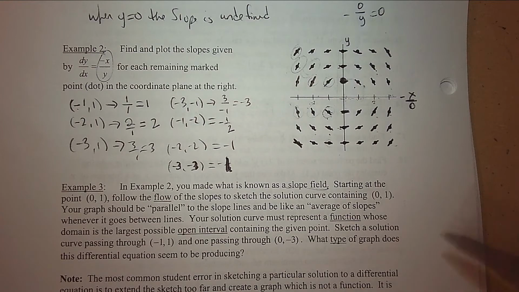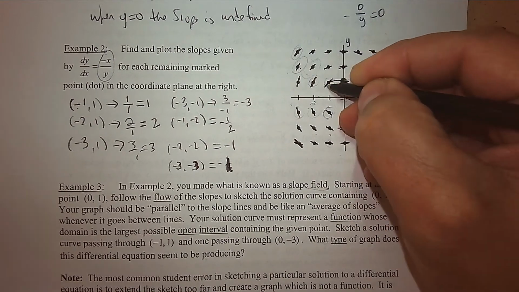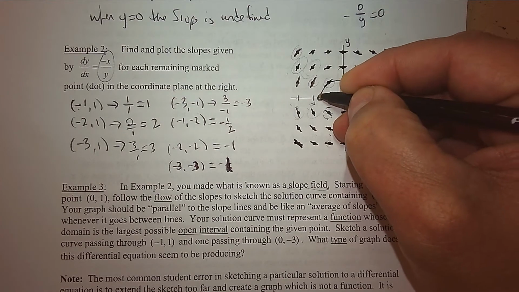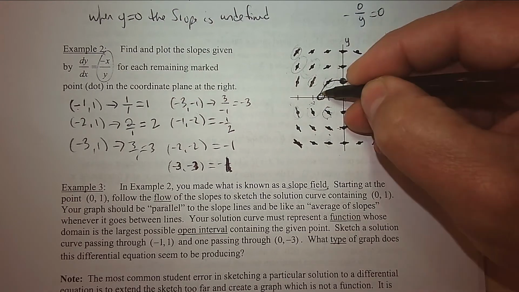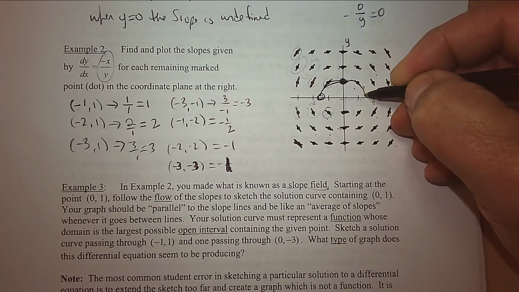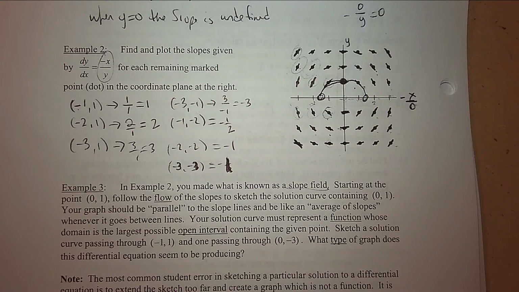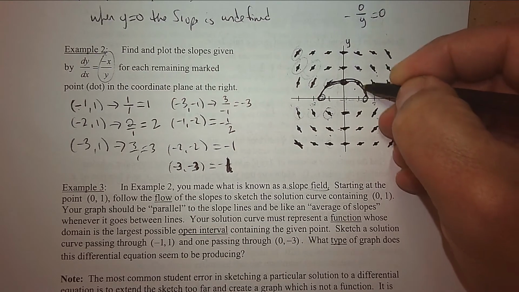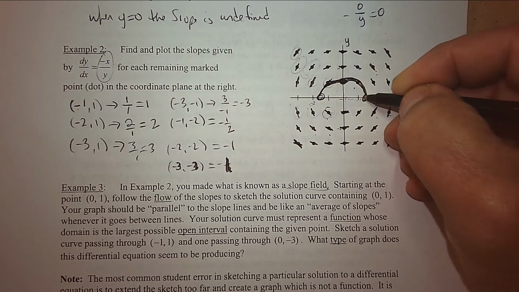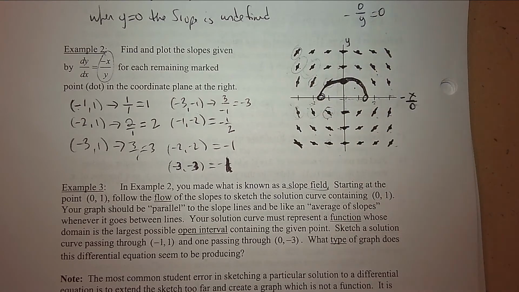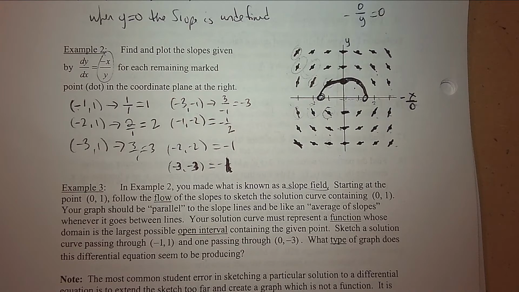Okay? So in this example, if I'm going to follow the flow, I'm actually going to stop on the x-axis, and on the other side, when I follow the flow, I'm going to again do what? Stop on there. What shape does it look like you drew? A semicircle, right? And if I connected the whole thing as a circle, it would no longer be a function.